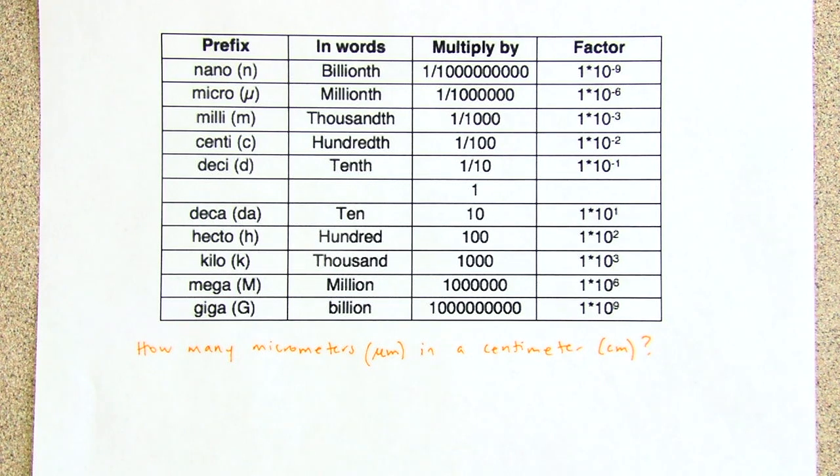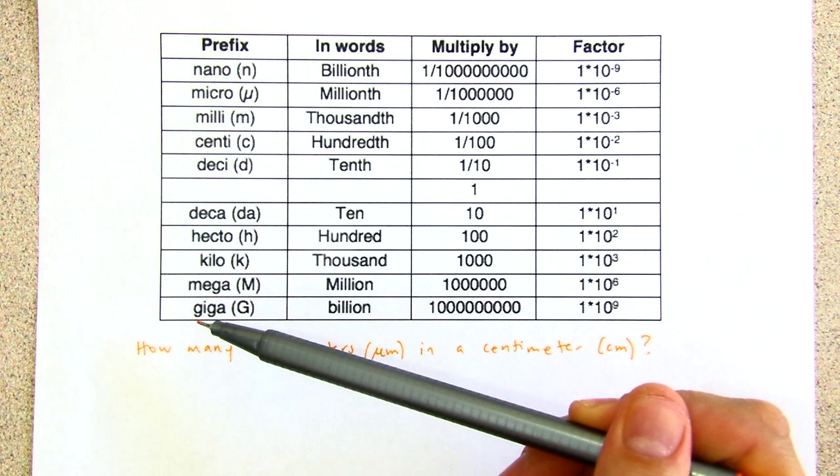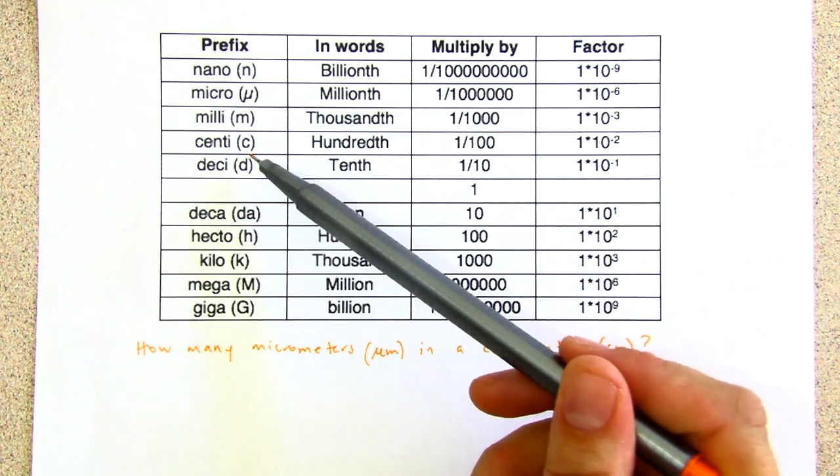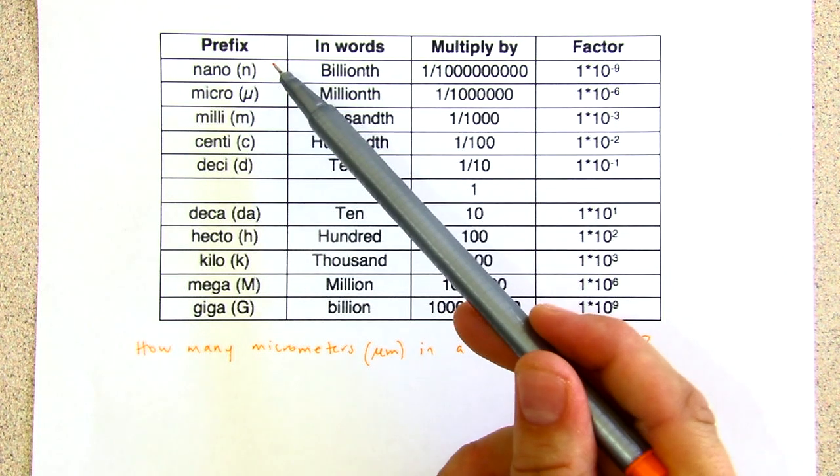This is Mix Martin with some unit conversion. So our table is up here with our prefixes. The most important ones for us, for biology, are centi, milli, micro, and nano.